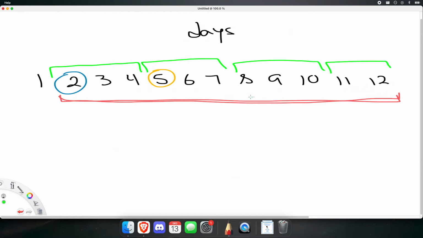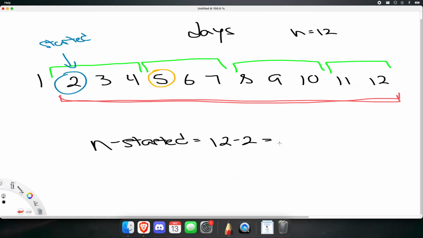So let's just write out that 10, because we want to take the total amount of days, so we want to do n minus the day it started. So it started right here. So n minus started. This is the first piece of information that we want. Let's say n is equal to 12. So 12 minus 2 is equal to 10.